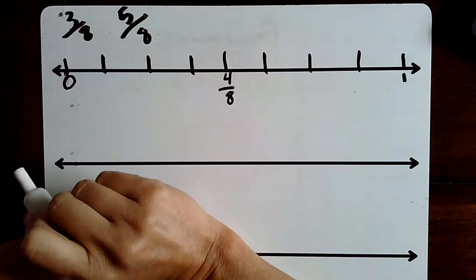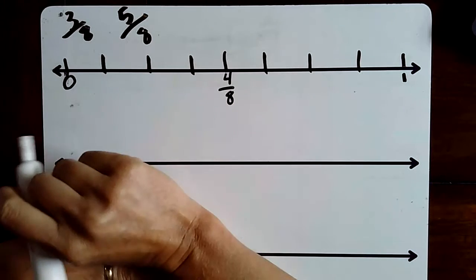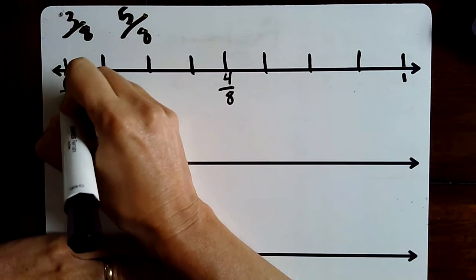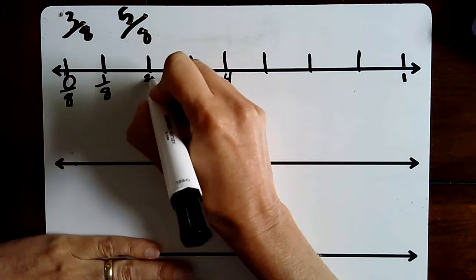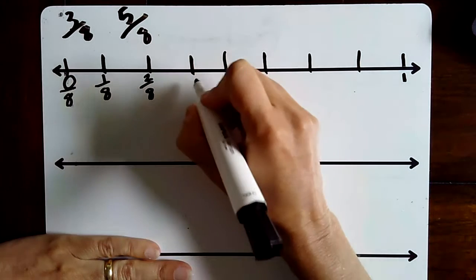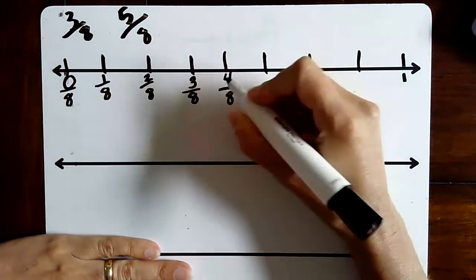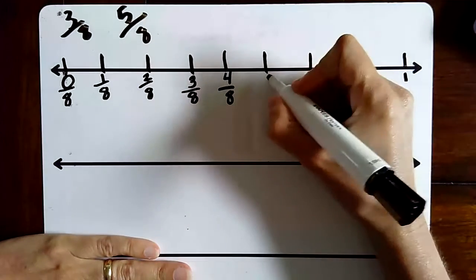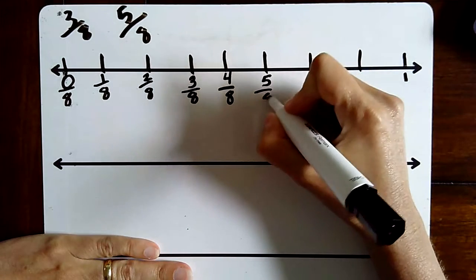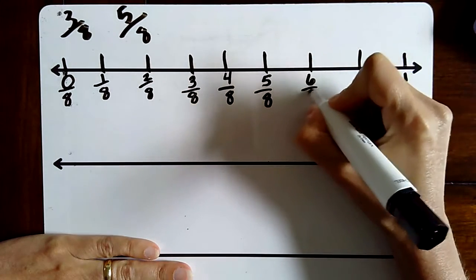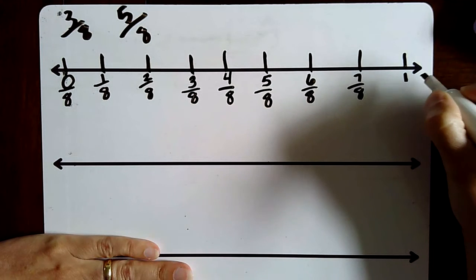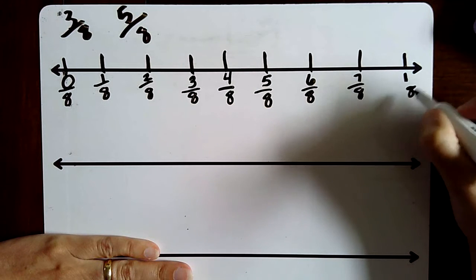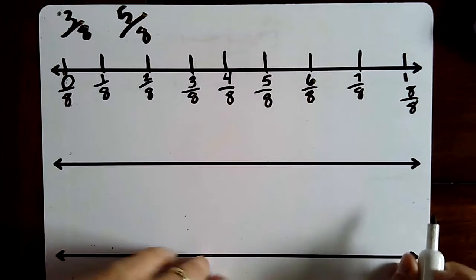Now we're ready to label the whole thing. We have 0, or we could say 0/8, and then 1/8, 2/8, 3/8. 4/8 is already there. That's the same as a half. 5/8, 6/8, 7/8, and we already have 1, but we know that 8/8 is the same as 1 whole.